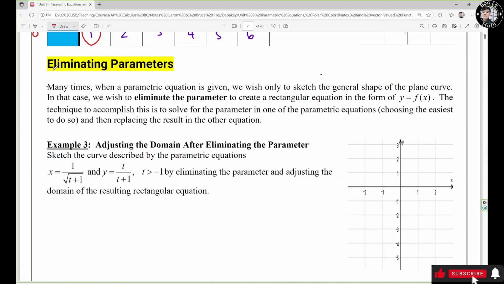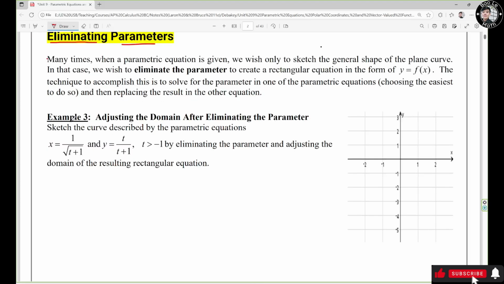Now let's move on to the next one, eliminating parameters. Example number 3. Sketch the curve described by the parametric equations x equals this one and y equals this one, where t is greater than negative 1, by eliminating the parameter and adjusting the domain of the resulting rectangular equation.